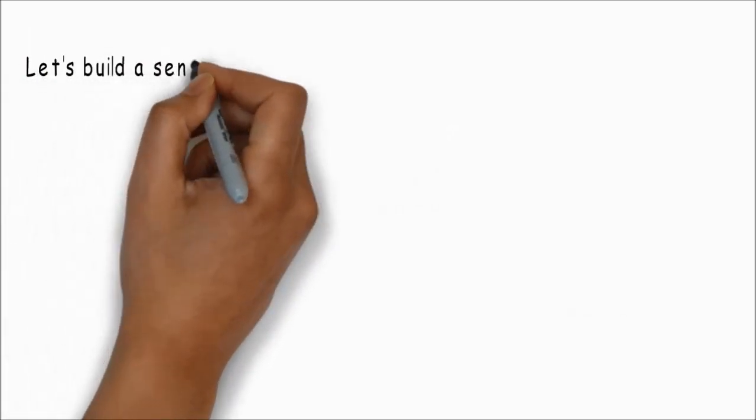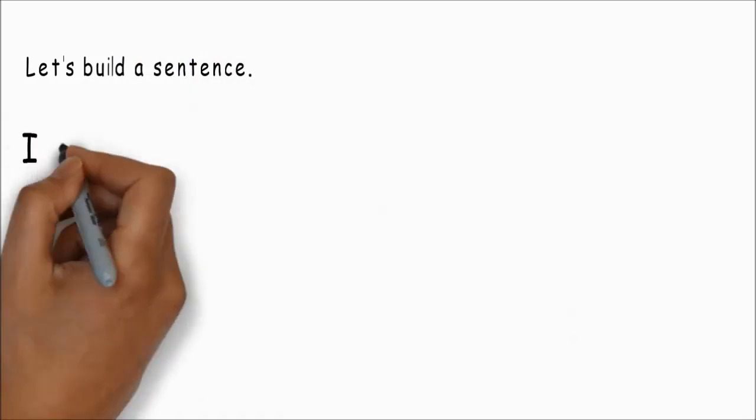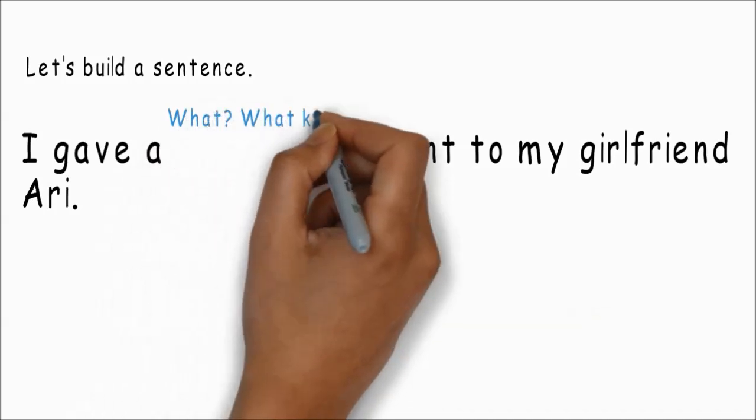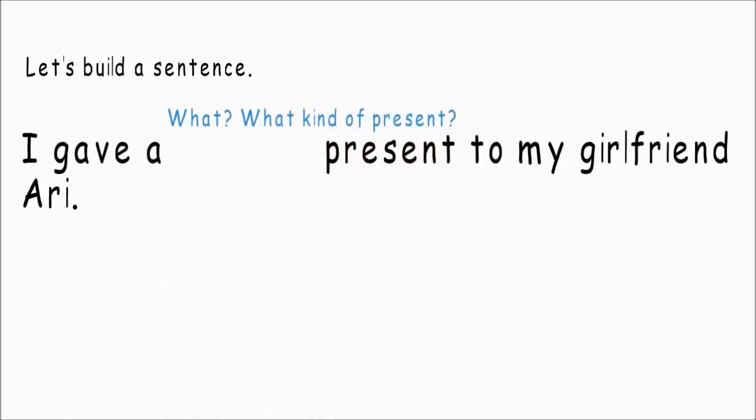Let's build a sentence. I gave a present to my girlfriend, Ari. What? What kind of present? I gave a birthday present to my girlfriend, Ari.